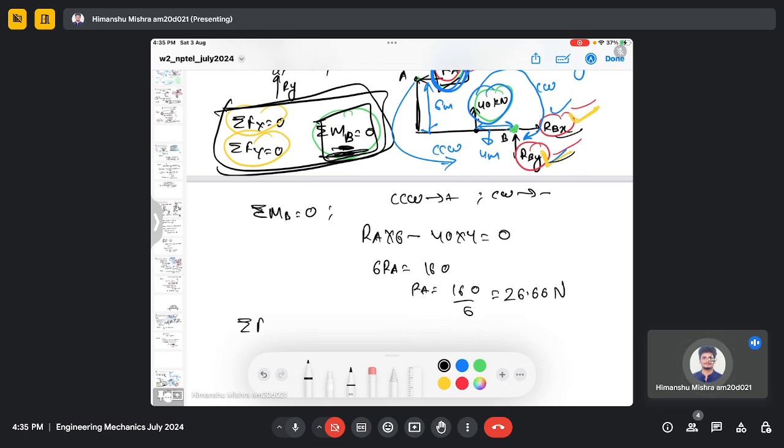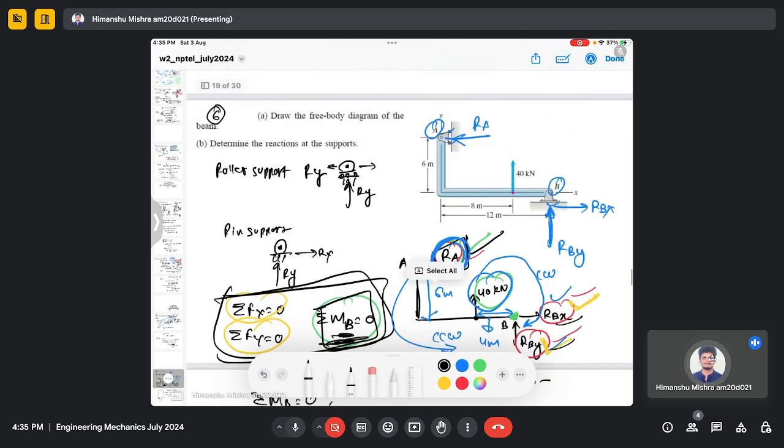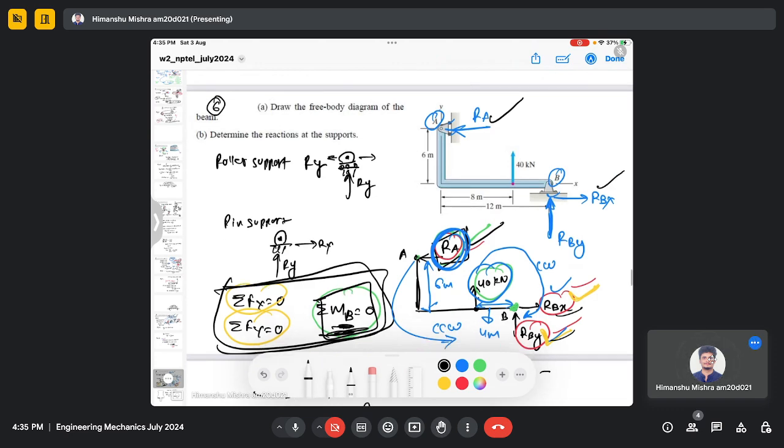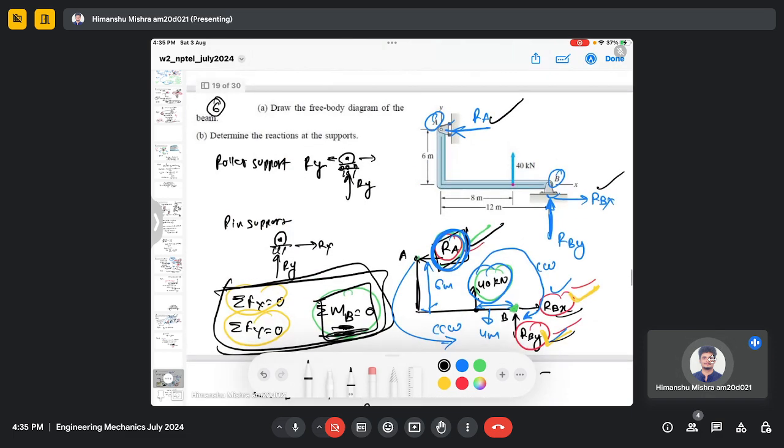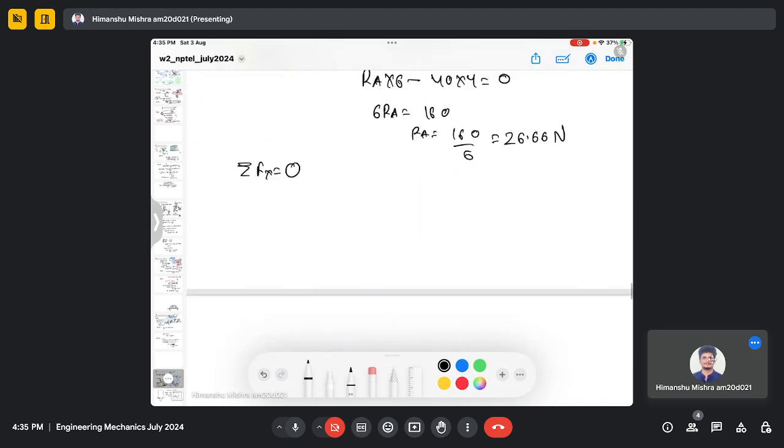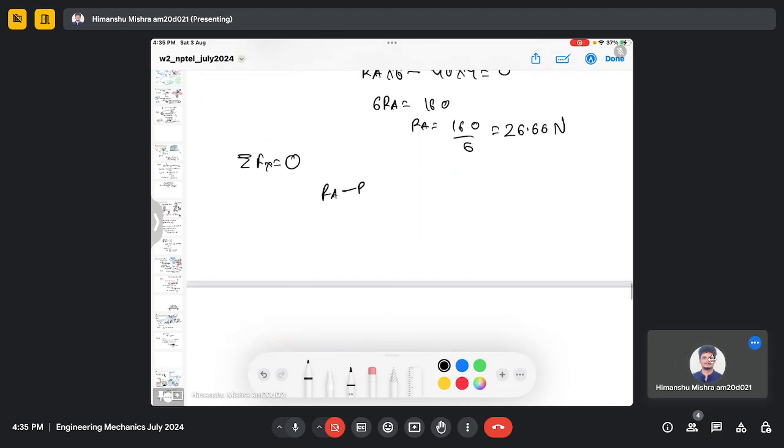Now I can use force balance. So let's sum the forces in the x direction and equate it to 0. The forces in the x direction are Ra and Rbx. These are the only two forces, and you can see both are in the opposite direction. So Ra minus Rbx equals 0, or Ra equals Rbx. We already found Ra, which is 26.6, so Rbx is also 26.6 Newton.